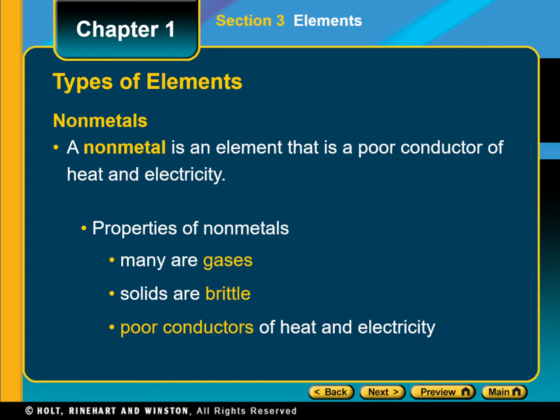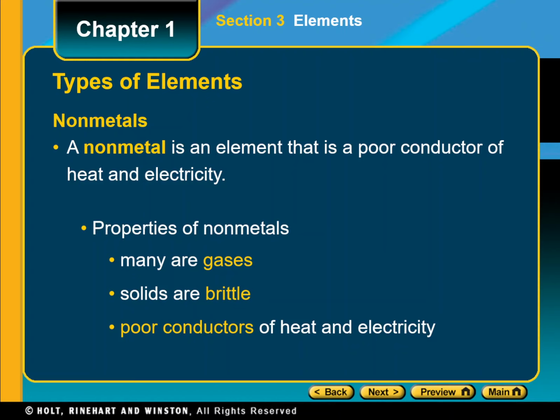Third main idea. Some elements are nonmetals or metalloids. A nonmetal is an element that is a poor conductor of heat and electricity. The periodic table includes many more metals than nonmetals. Many nonmetals are gases at room temperature. These include nitrogen, oxygen, fluorine, and chlorine.